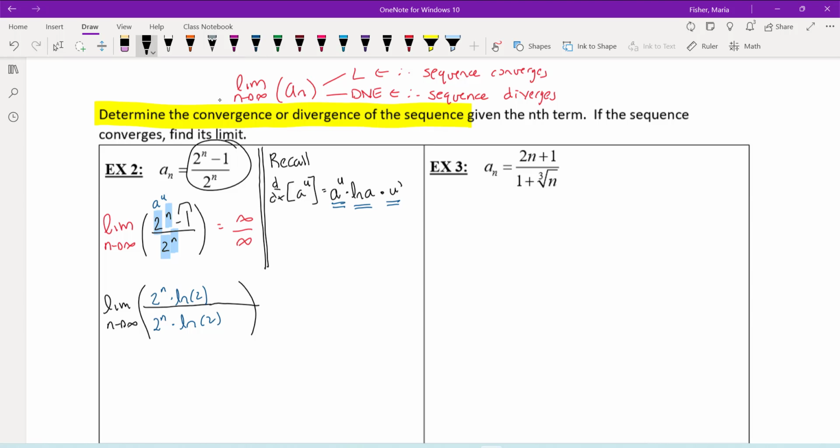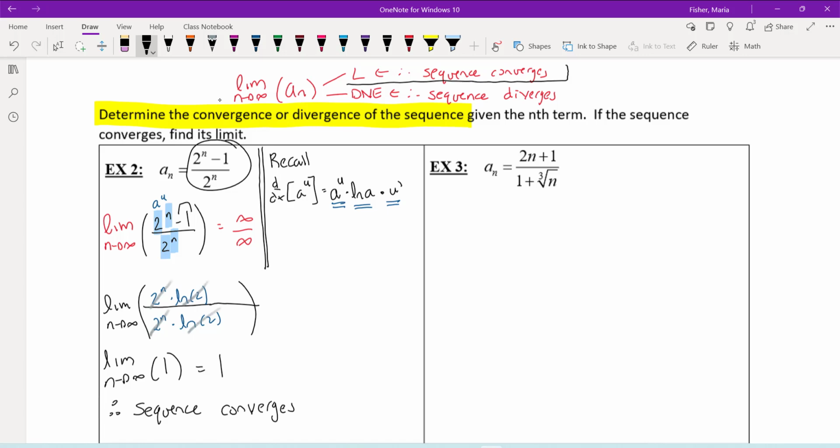Well, now, notice we have the exact same thing in the numerator and the denominator, so our 2 to the n's cancel, and our natural logs of 2 cancel, and all we're left with is 1. What's the limit as n approaches infinity of 1? Well, that's equal to 1. So when we took the limit here, we ended up with a number. Therefore, we know that our limit exists. Since our limit exists, we can say that our sequence converges.